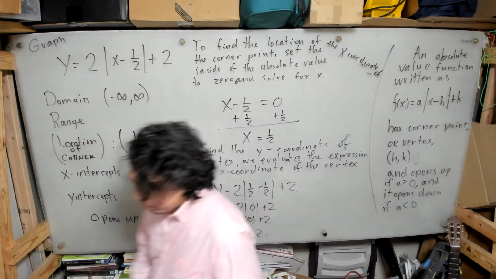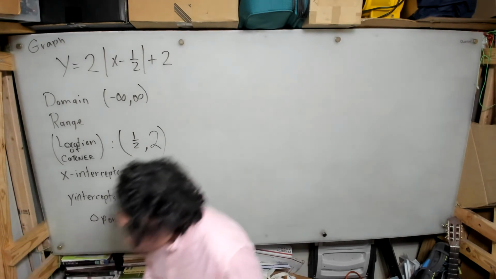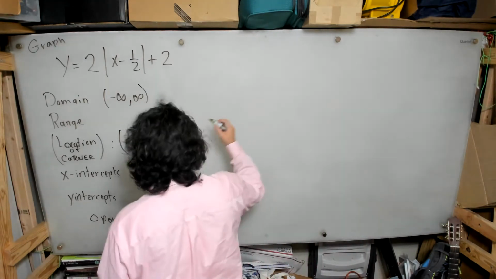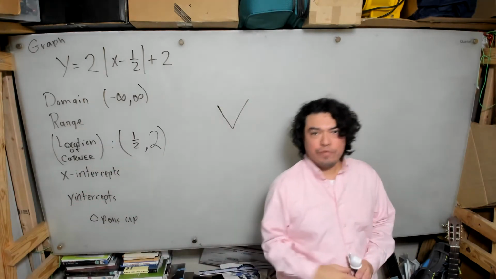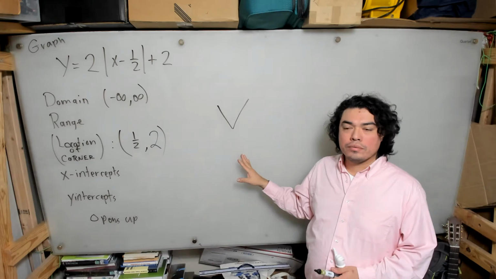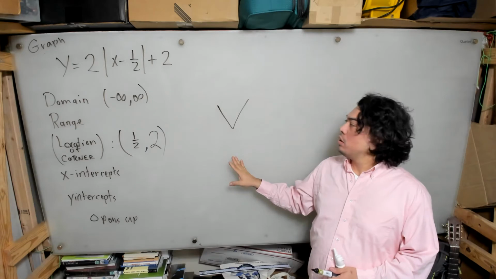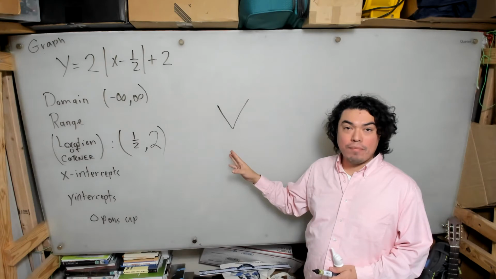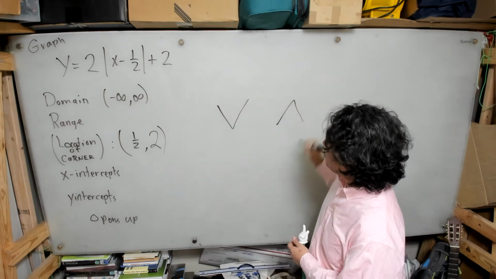Okay, let's do that now. In order to find out the range, first of all, we know it opens up. So we're going to draw a little cartoon here. It's going to look like this. Now here's an absolute fact you have to remember. For the graph of the absolute value equation, the corner point is your maximum or your minimum, depending on whether it opens up like this or opens down like this.